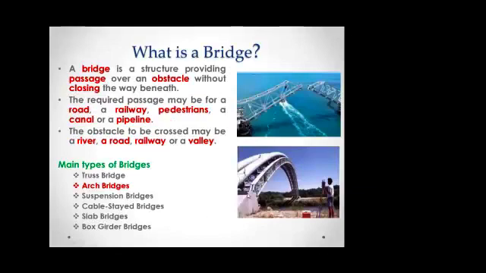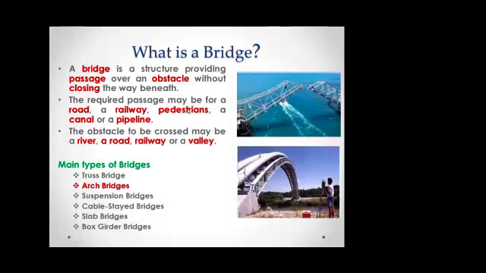So everybody knows what a bridge is. It connects one area to another, a structure that lets people pass over an obstacle. Without the obstacle, we can have free flow of movement, connected by this structural member called a bridge. A bridge is a structure providing a passage over an obstacle without closing the way beneath.